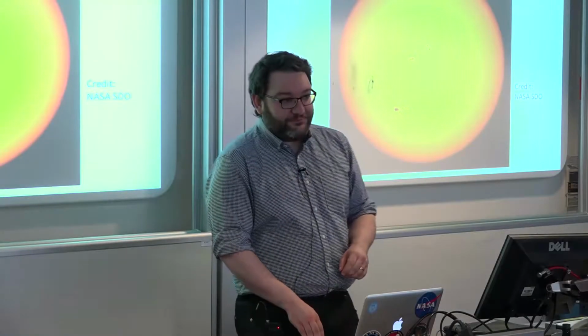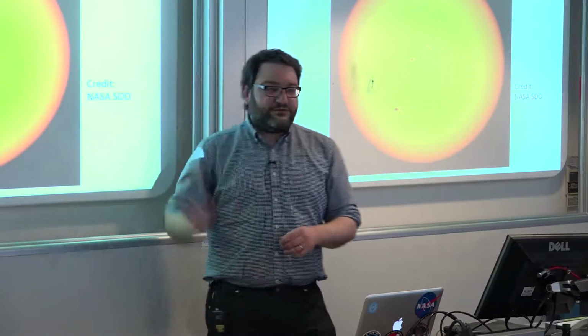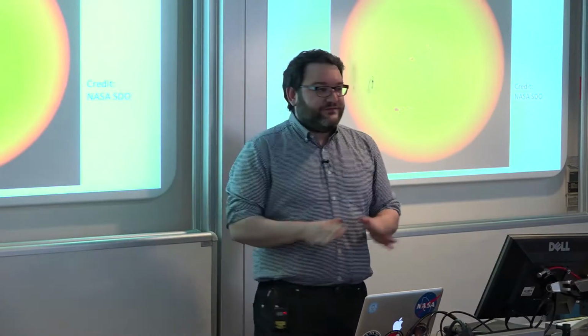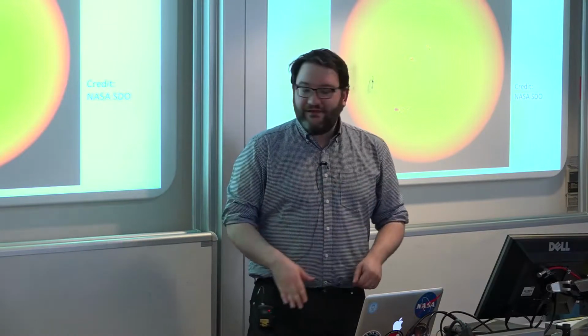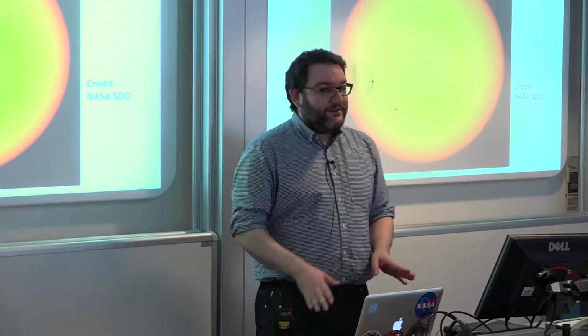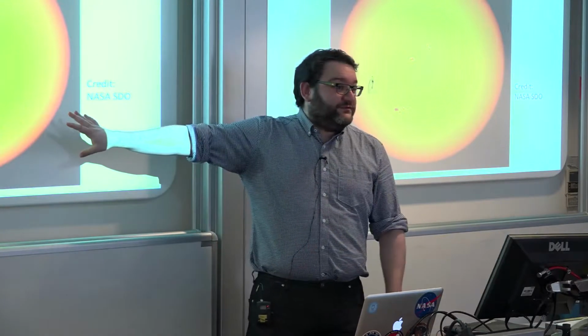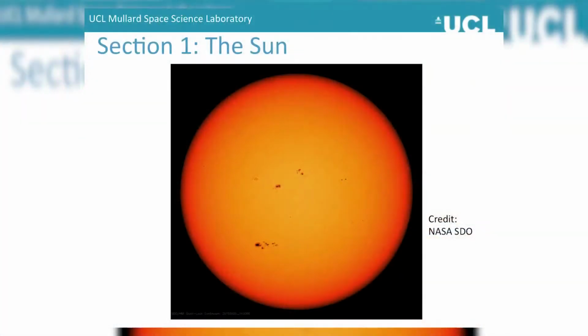First section, the sun. Hopefully you've never looked at the sun directly with your eyes. This is a terrible idea, don't do it. However, if you have a telescope and you set it up properly, or a pair of binoculars, and you project the sun onto a piece of paper, this is what you'll see.